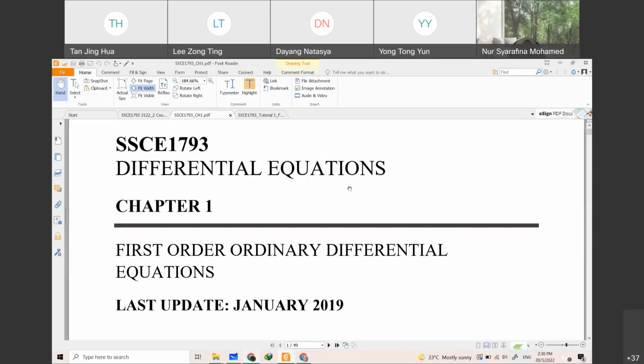Okay, now, what is a differential equation? Before this, you have learned about engineering mathematics. What have you learned in engineering mathematics? Anyone? What have you learned in engineering mathematics before? Have you learned this differential equation?